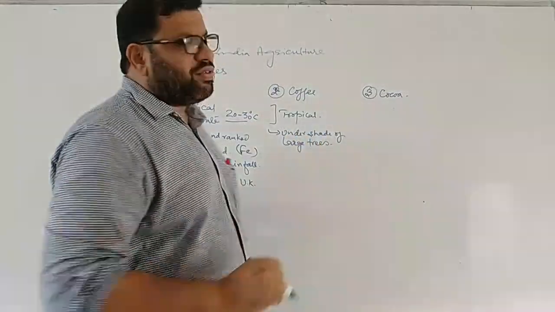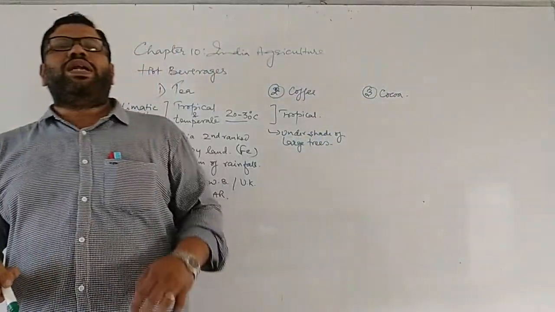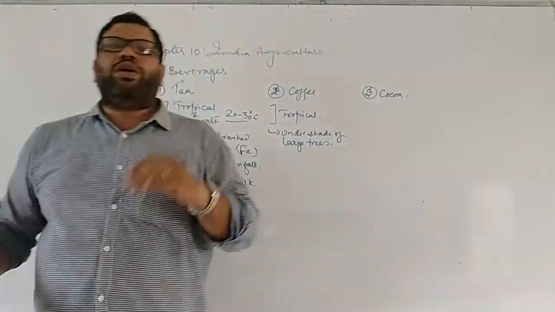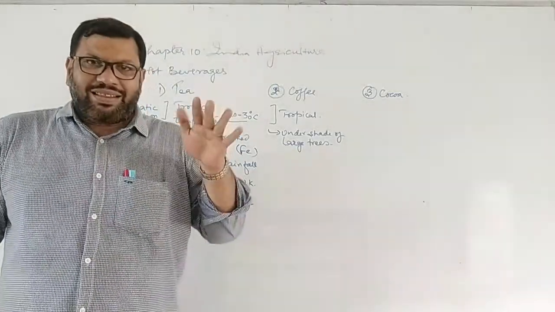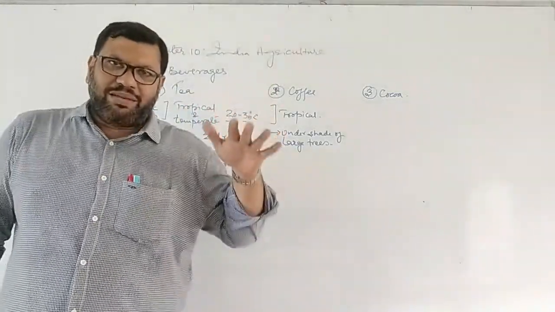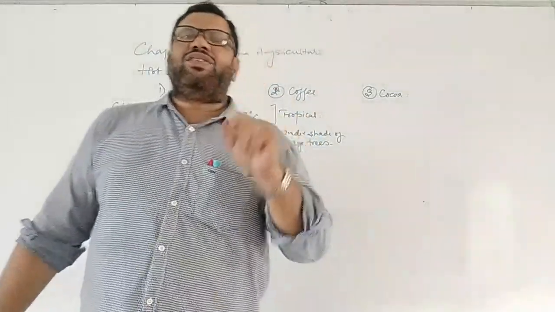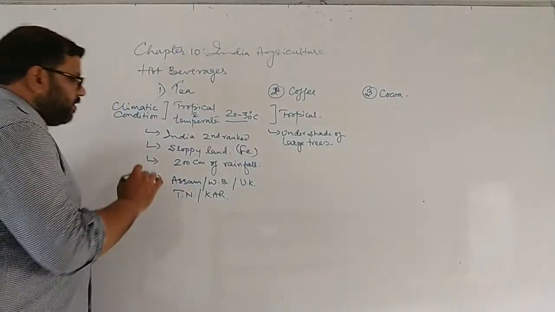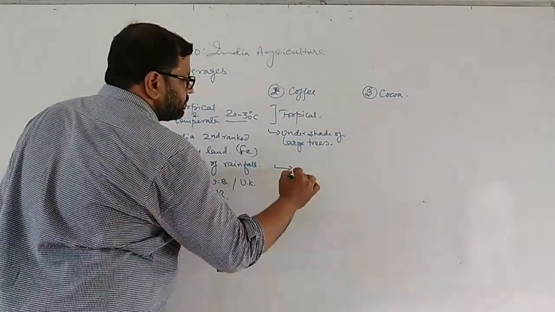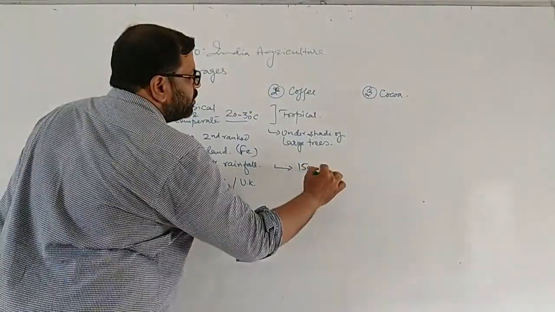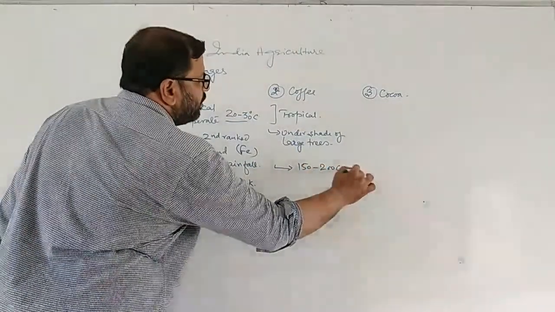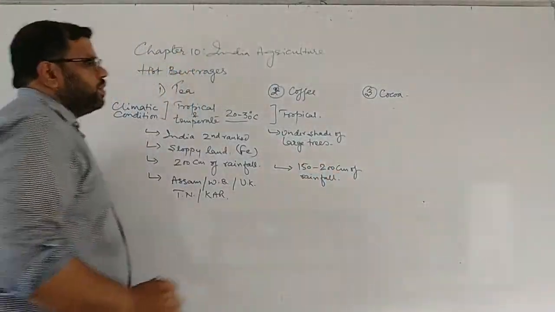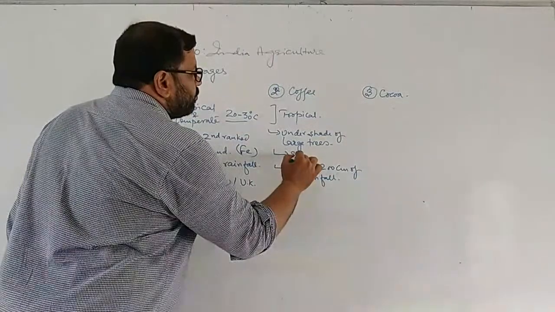Now what does it mean? The coffee plant usually doesn't want to be in a direct open field where direct sunlight is falling. It requires filtered sunlight, some scattered sunlight falling over it. The rainfall required is 150 to 200 centimeters. We again require the sloppy lands.